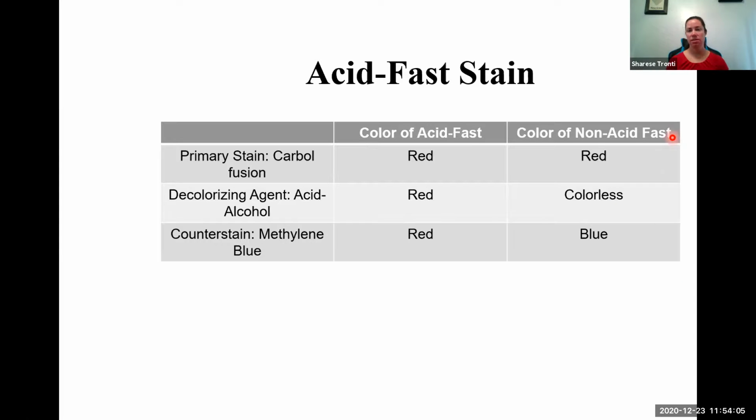So the acid-fast stain procedure is going to be first to add the carbol fuchsin, which is red. Then you're going to decolorize. If it's acid-fast, it's not going to be decolorized. It's going to stay red. If it's non-acid fast, it's going to decolorize. And then we add the counter stain, which is methylene blue, which will then turn the non-acid fast bacteria blue.